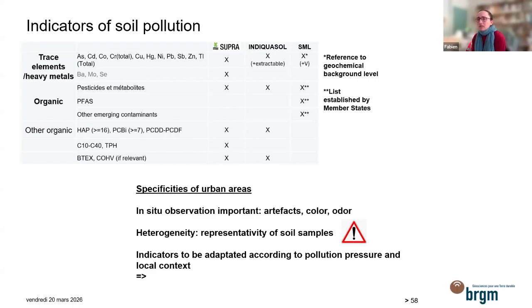Anyhow, in urban areas, we need to take into account the specificities of urban soils. In this frame, in situ observations are really important as indicators, like artifacts, color, odor. We need also to take into account the heterogeneity of urban soils and be very careful about the representativity of the soil samples that we use. And of course, the indicators need to be adapted according to the pollution pressures, but also to the local context.